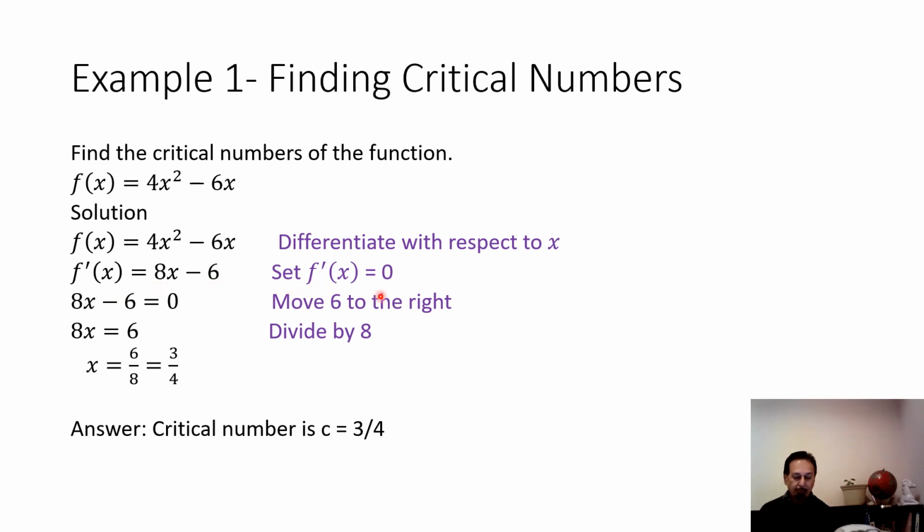Now we set f prime of x to 0, which means we set 8x minus 6 equal to 0. Now we're going to solve for x. In order to solve for x, we can move minus 6 to the right and it becomes 6. And now we divide 6 by 8. So x equals 6 over 8, which simplifies to 3/4. So the critical number is c equals 3/4.